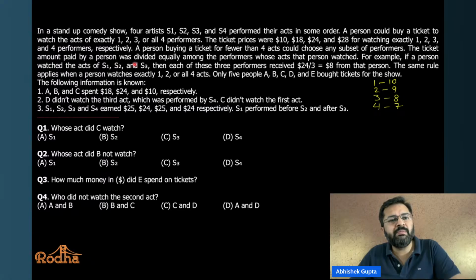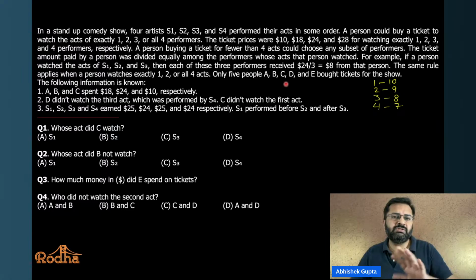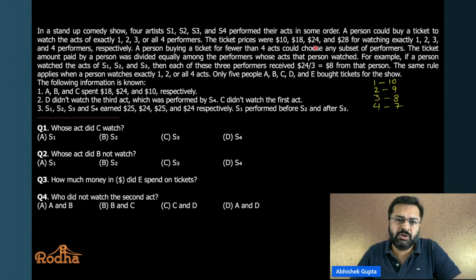The ticket amount paid by a person was divided equally among the performers whose acts that person watched. What would that mean? So if any person pays for 3 performers, how much would he then pay? $24. So that would be $8 per act. What would happen is that if the person has watched the acts of S1, S2, S3, they would get $8 each. Fine. If somebody watches all four, how much would that person pay? $28. So $28 would then be distributed among the four performers. So S1, S2, S3, S4, everybody would get $7. Again, simple data here.